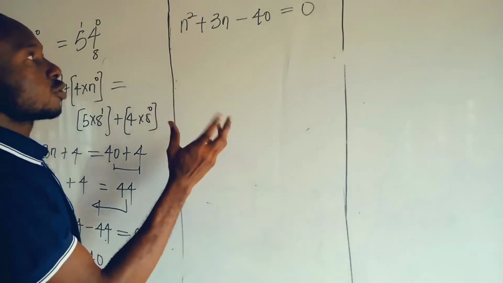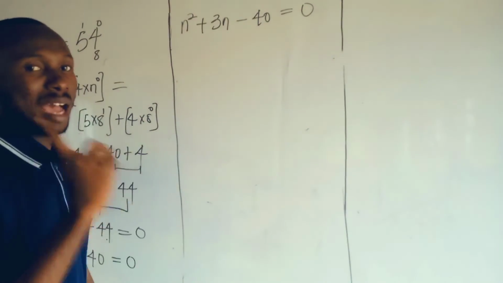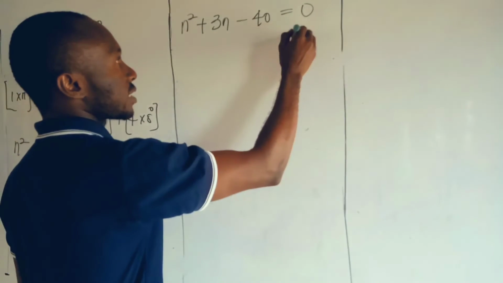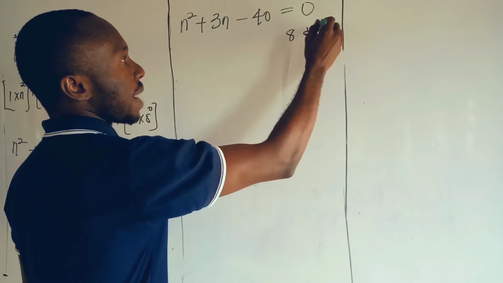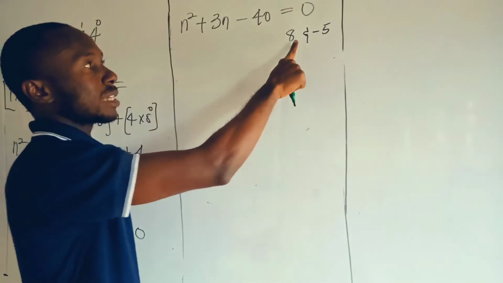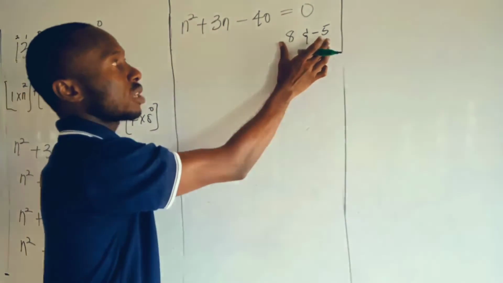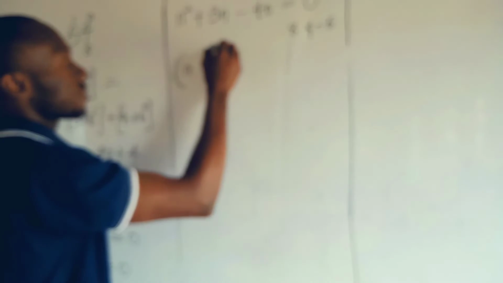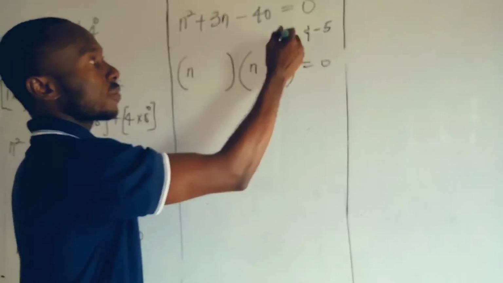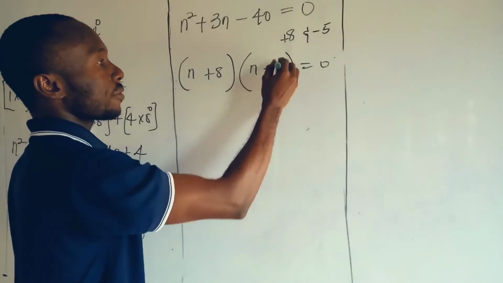Okay viewers, we're looking for two numbers such that when I multiply the two numbers, I'll get minus 40, and if I add the same two numbers, I'll get 3. Now the two numbers are 8 and minus 5. So 8 times minus 5 will give me minus 40, and 8 plus minus 5 will give me 3. So these are the two numbers I'm looking for. So I have n here, and I have n here, equal to 0. So I have positive 8 here and negative 5 here.